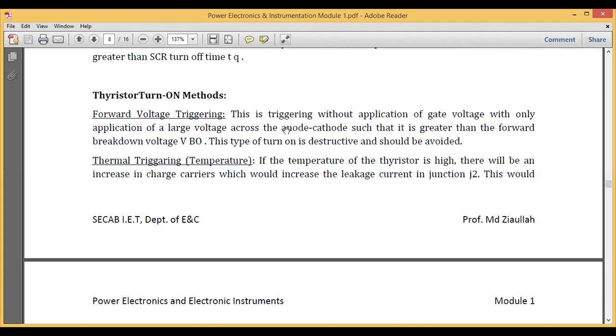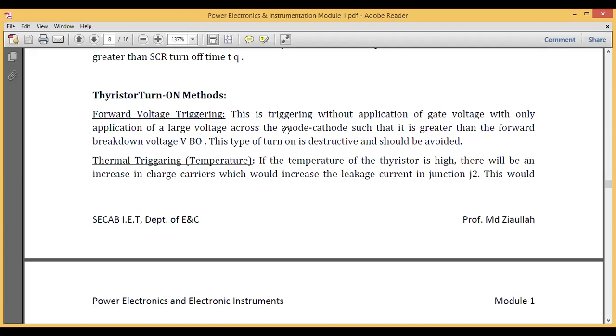What do you mean by the word trigger? It is nothing but fire. You know the general meaning of trigger: if you take a pistol or a gun, there is a trigger. Until you press that button, the bullet will not come out of the pistol or the gun. It is the same concept here, so it is forward voltage triggering.